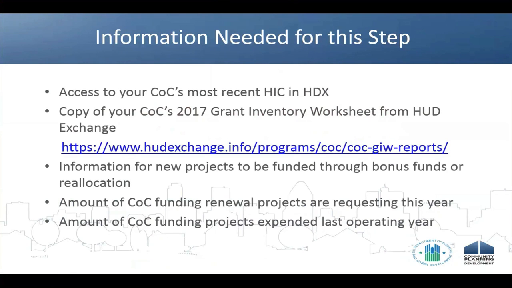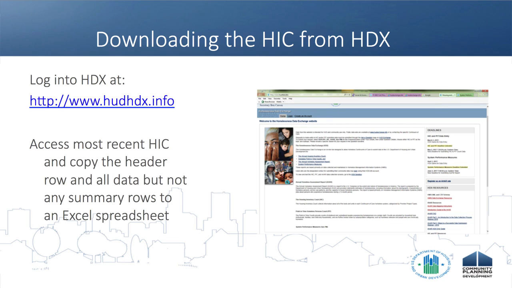What you will need for this step includes access to your CoC's most recent housing inventory count information in HDX, a copy of your CoC's 2017 grant inventory worksheet from the HUD Exchange, information about new projects to be funded through bonus funds or reallocation, the amount of CoC funding that renewal projects are requesting this year, and the amount of CoC funding the projects expended during the last operating year, which you should be able to get from your field office. To download information from HDX for your housing inventory count data, follow the link on this slide or the information in the About the Tool tab.